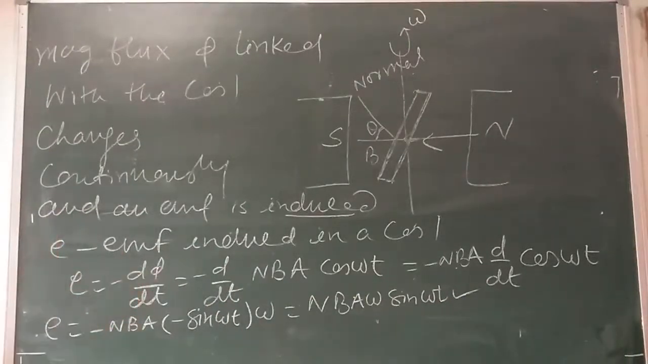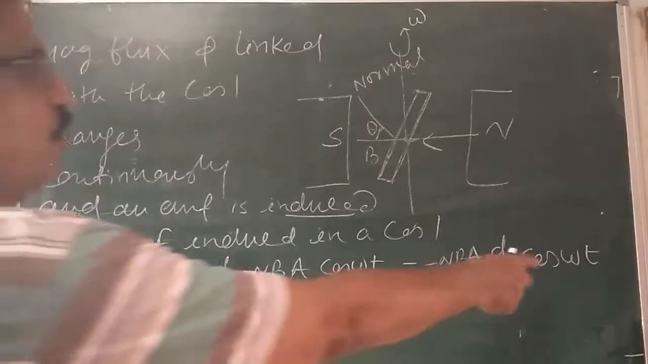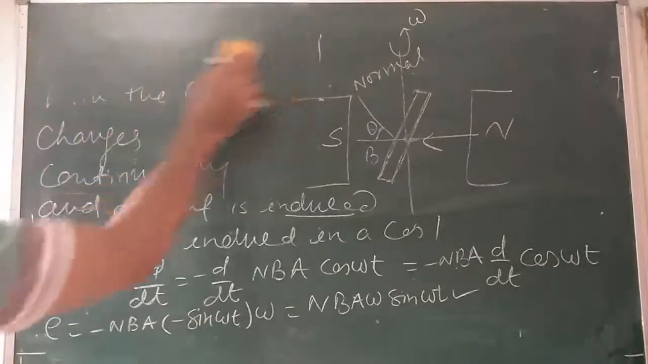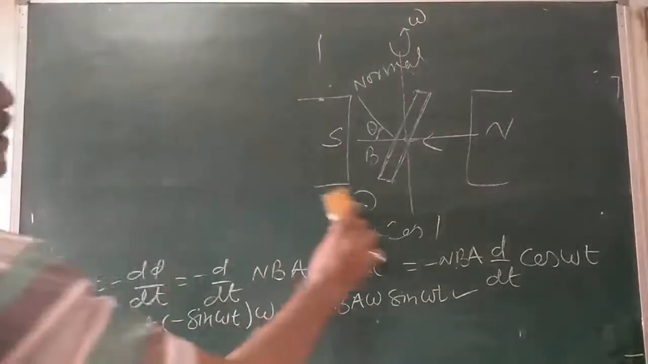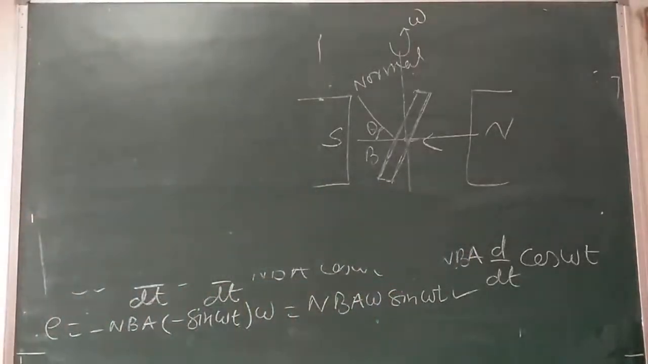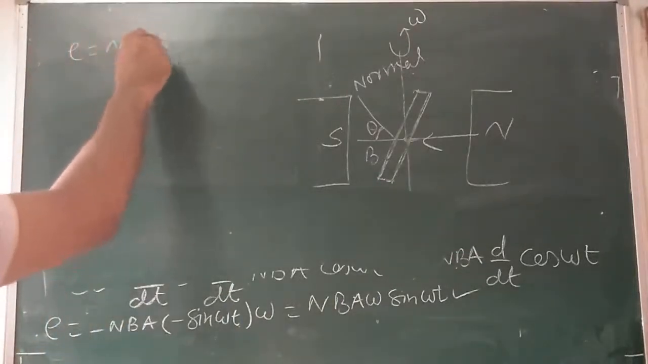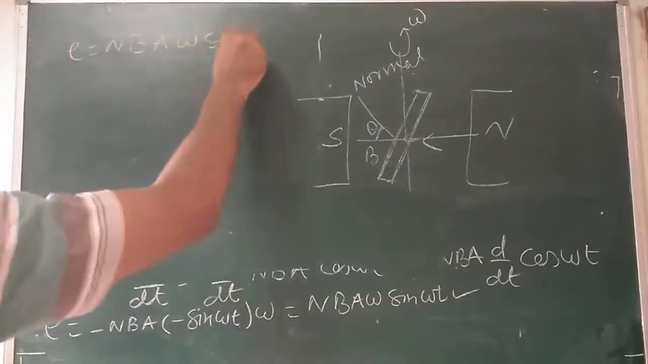Write down. If there is any problem, then ask. Here we saw the differentiation of cos omega t is this one. This is according to Lenz's law. So E comes out to be, dear children, I can say E is equal to NBA omega sin omega t.